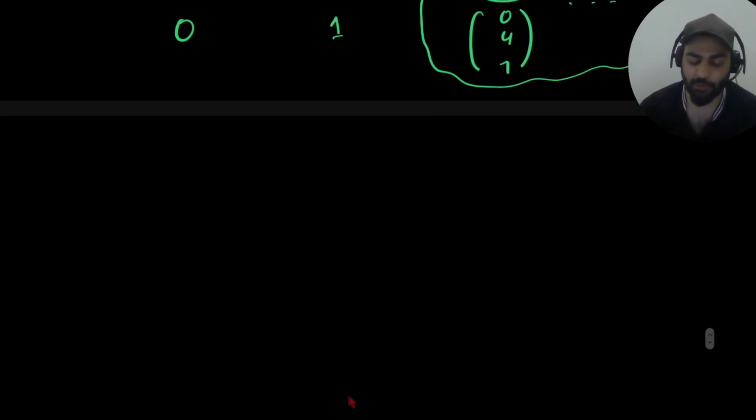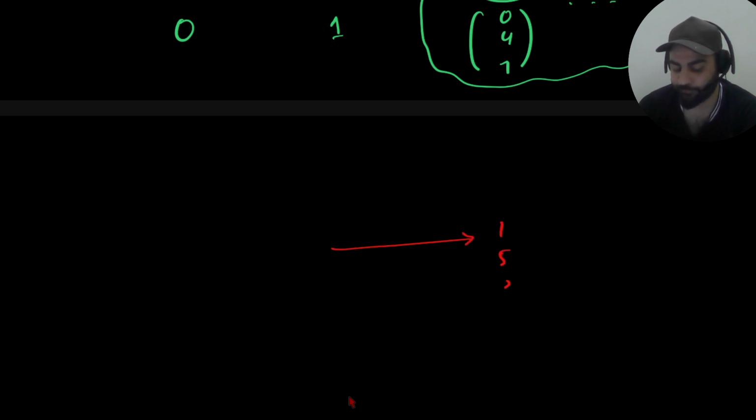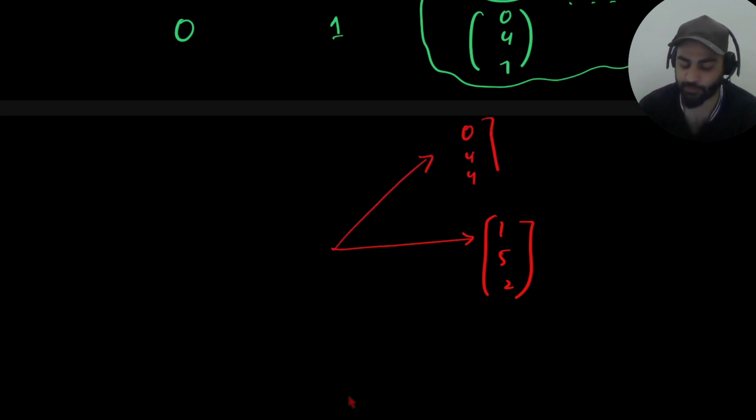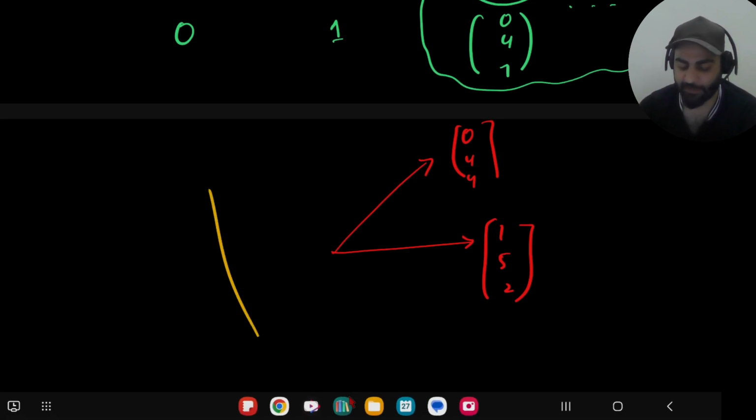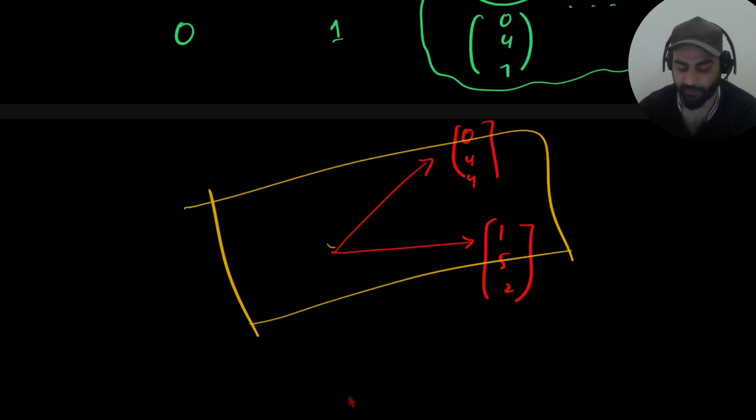So how will it look visually? Let's take the example in R3. We had a vector 1, 5, 2, let's suppose it's like this. This was one vector. The other vector was 0, 4, 4, let's suppose like this. I'm making random arrows. You know that if you take all the linear combinations of these, you'll basically get a plane like this. So you'll get all the vectors from here, here, here. You'll get every point.